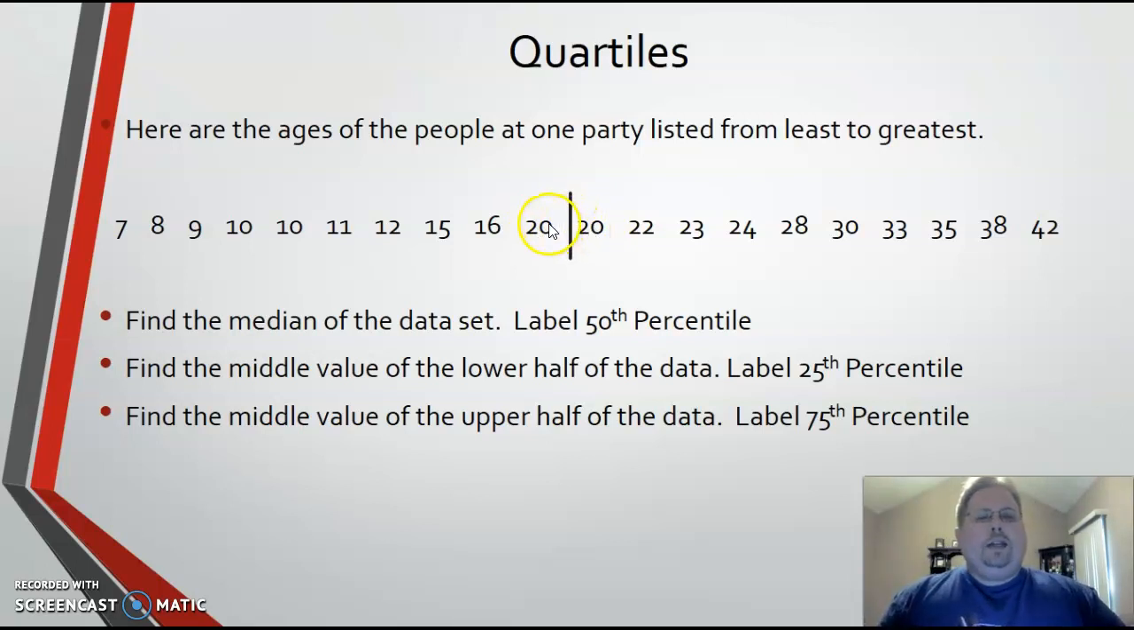And like we said in the previous one, you take the two 20s, add them together, you get 40, divided by 2, and you get 20. And we label this the 50th percentile.